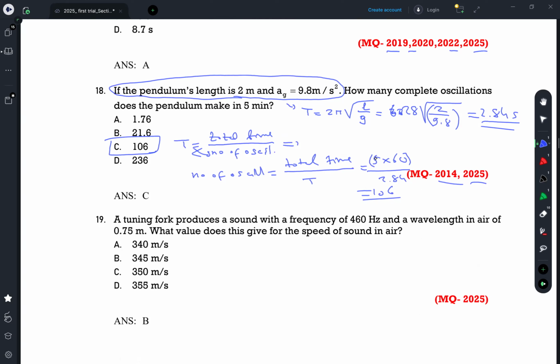Question number 9. A tuning fork produces sound with a frequency F. Wavelength in the air is 0.75. What is the speed? It is a very easy question. You'll use the lambda times F equation for a wave. Lambda is 0.75, frequency is 460. Multiply them: 0.75 times 460. The answer is going to be 345 meters per second. So B is the correct answer.